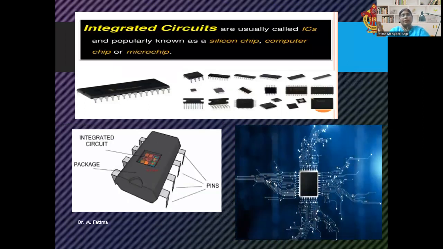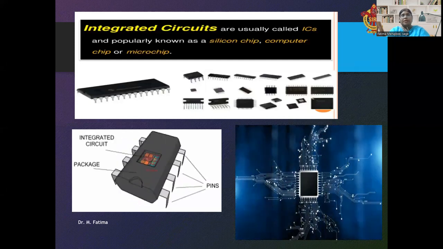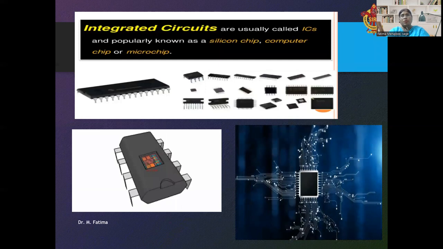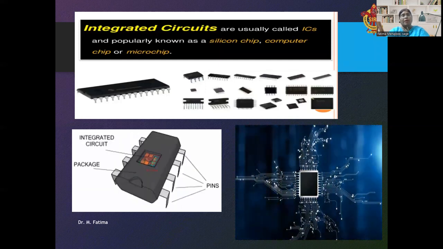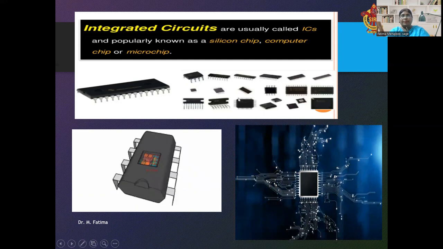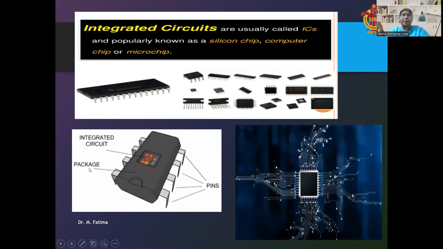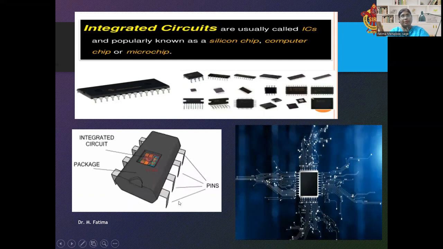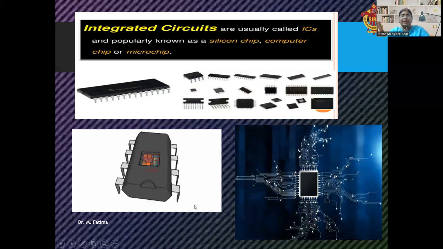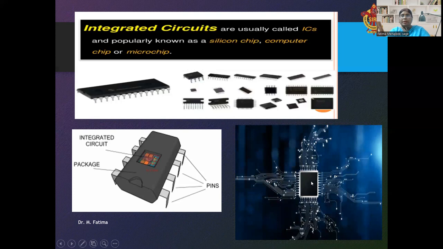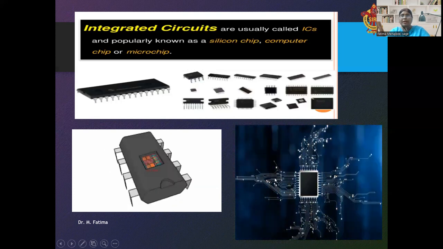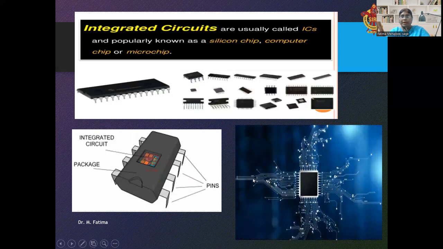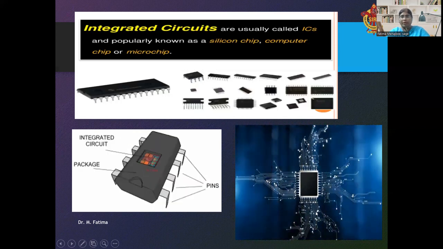Operational amplifier is available in the form of integrated circuits. Integrated circuits are usually called ICs and also called silicon chip, computer chip, or microchip. This diagram is showing different forms of ICs. Now, this diagram is showing the pin configuration. Here different pins are available, and on this side also different pins are available. These IC pins are connected to different connecting lines as shown in this diagram, and on these connecting lines, the current starts flowing.